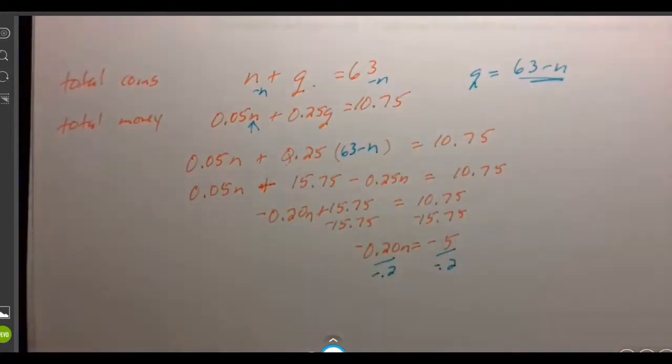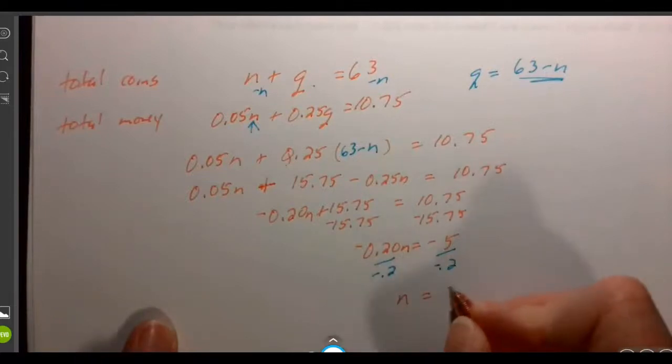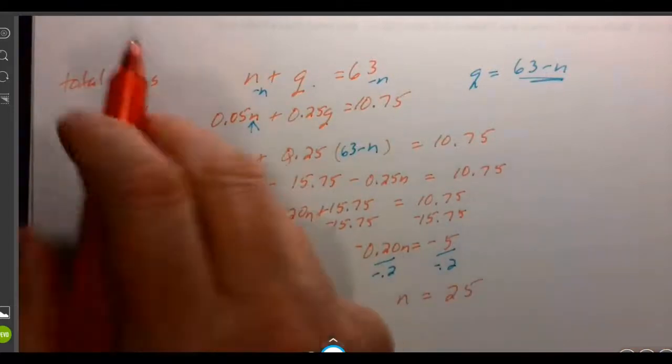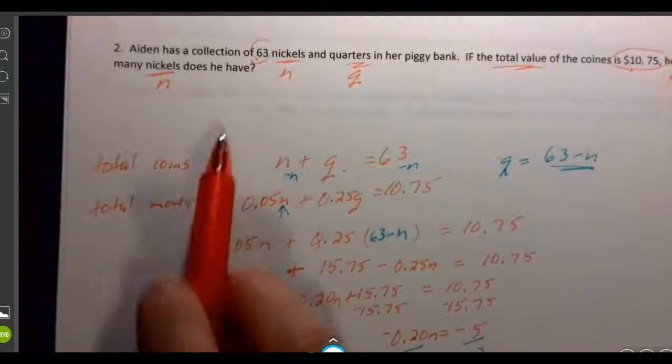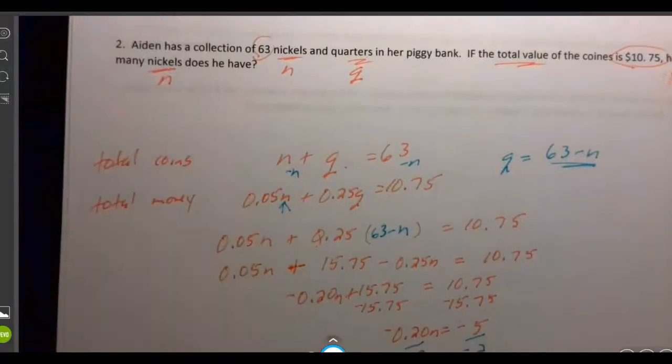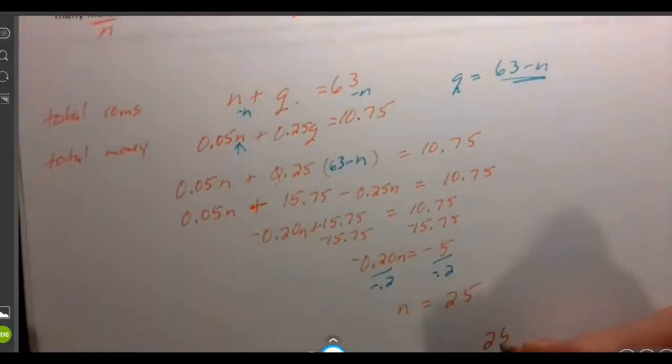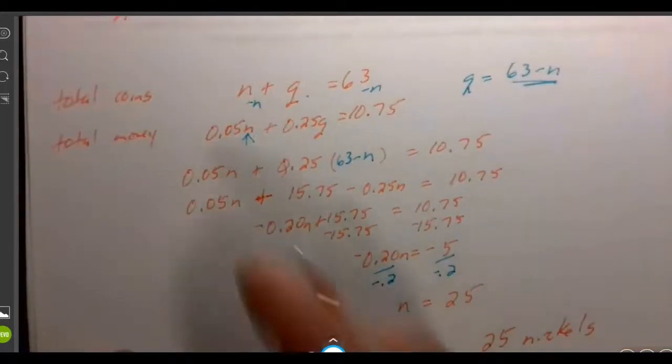Okay, so how many nickels do I have? When I divide here, I have 25. Okay, and the good news is I could actually stop right there. How many nickels is all they're asking for? So I can just say 25 nickels, and I'm done. Now, for me, that's just awkward, so I'm going to actually plug that back in.